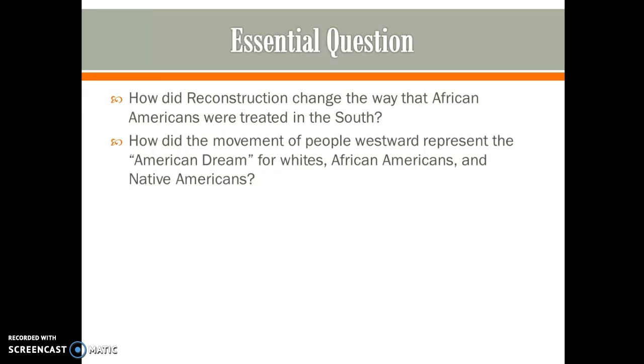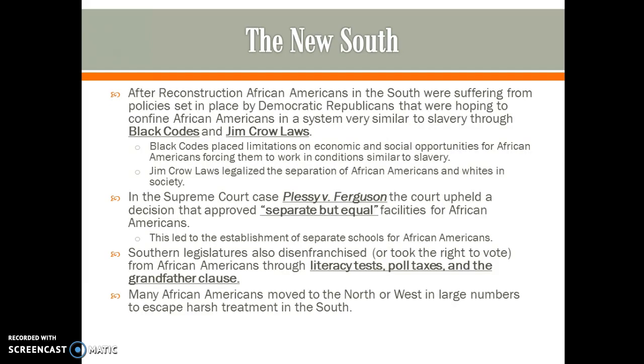A couple essential questions before we begin. One, how did Reconstruction change the way that African Americans were treated in the South? And then, how did the movement of people westward represent the American dream for whites, African Americans, and Native Americans? These two questions should be answered in your summary.